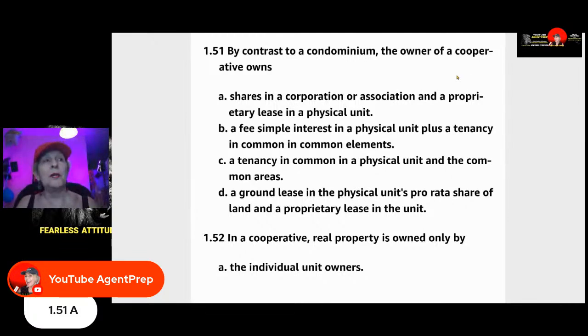So when you see cooperative, okay, there'll be a corporation and they lease.